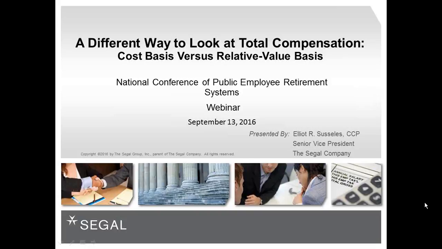Thank you, Amanda, and welcome everyone to this afternoon's session. I think the presentation today will really cover three areas. I want to first review this concept of cost basis versus relative value basis, then discuss some of the analytics behind it, and to show the outcome or the difference in what happens when you look at total compensation from a cost perspective versus a benefit perspective.